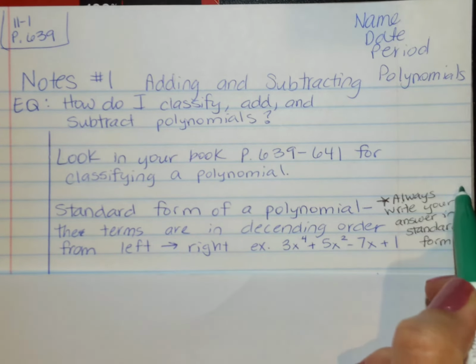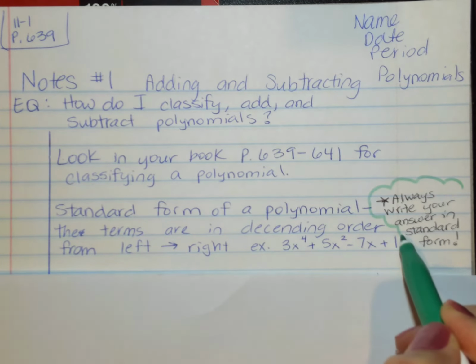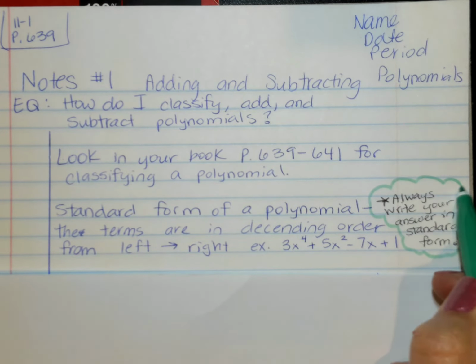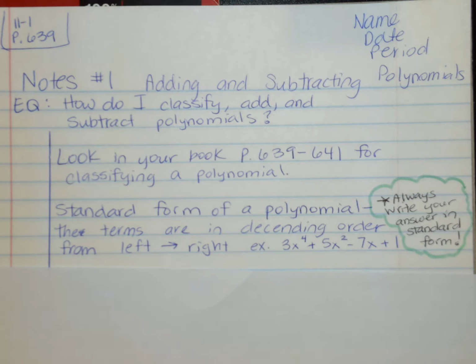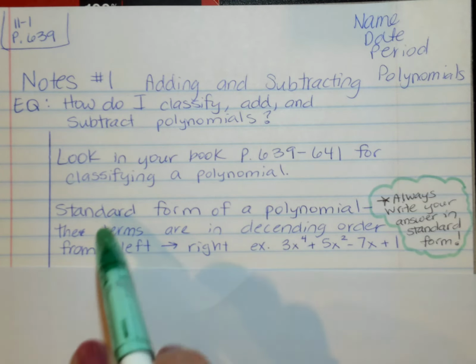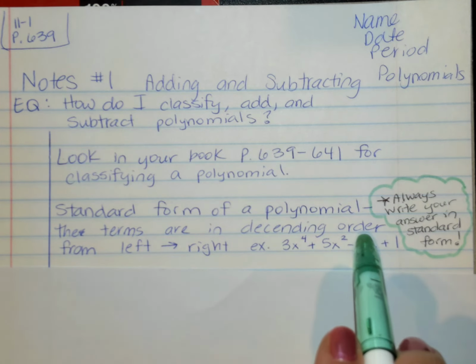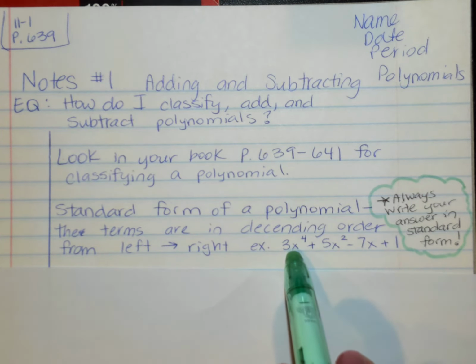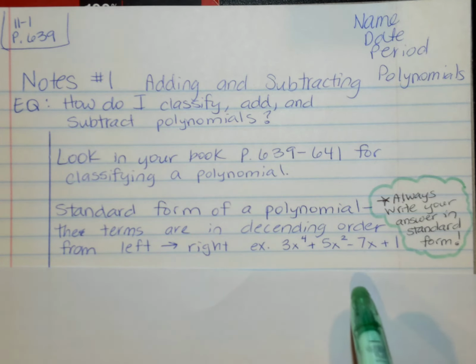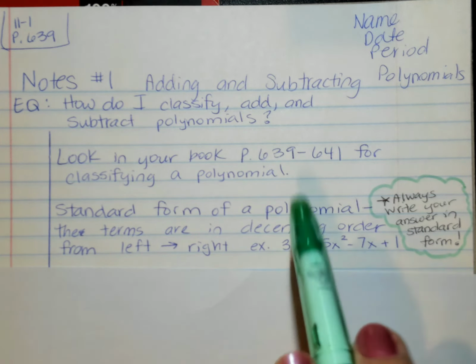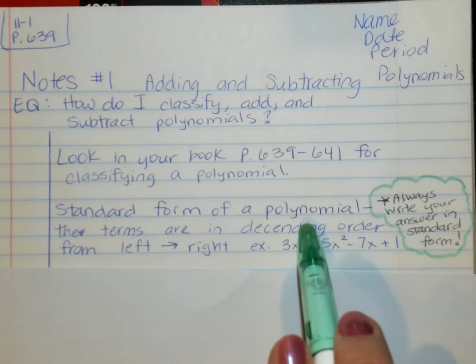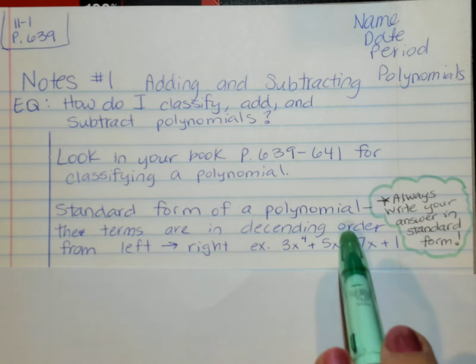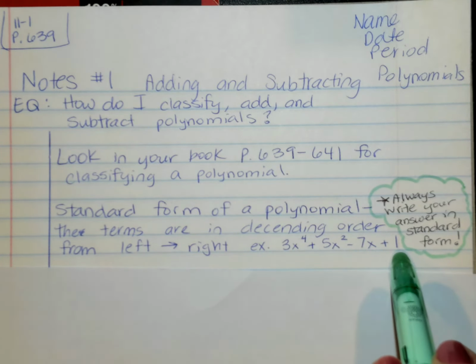So that's what I wrote right here on the side, kind of like a little side note. And remember, pause as much as you need to copy things down. But we always write our answer in standard form. It's when the terms are in descending order from left to right. So starting on the left is your term with the largest degree, the largest exponent. So 3x to the fourth plus 5x squared minus 7x plus 1.